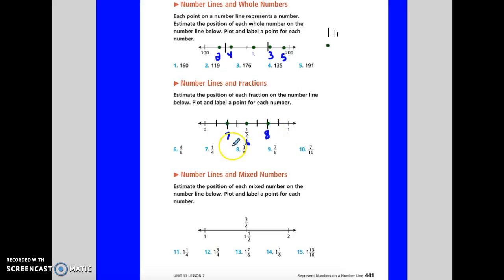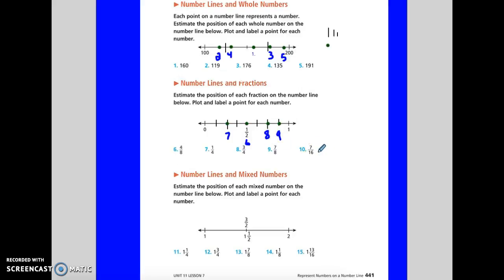All right. And then we've done all of these. Let's look at 7/8. So same strategy. We're going to count over 7 of those 8 spots. So we've got 1, 2, 3, 4, 5, 6, 7, 8. It's going to go right there. Label that number 9.